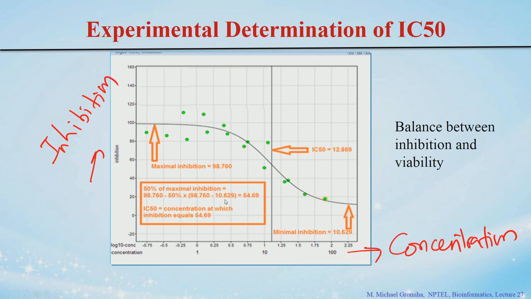Why do we mention IC50? Because we need to have a balance between the inhibition and the viability. This is the reason we take this 50% inhibition. So, we calculate the 50% of the inhibition.